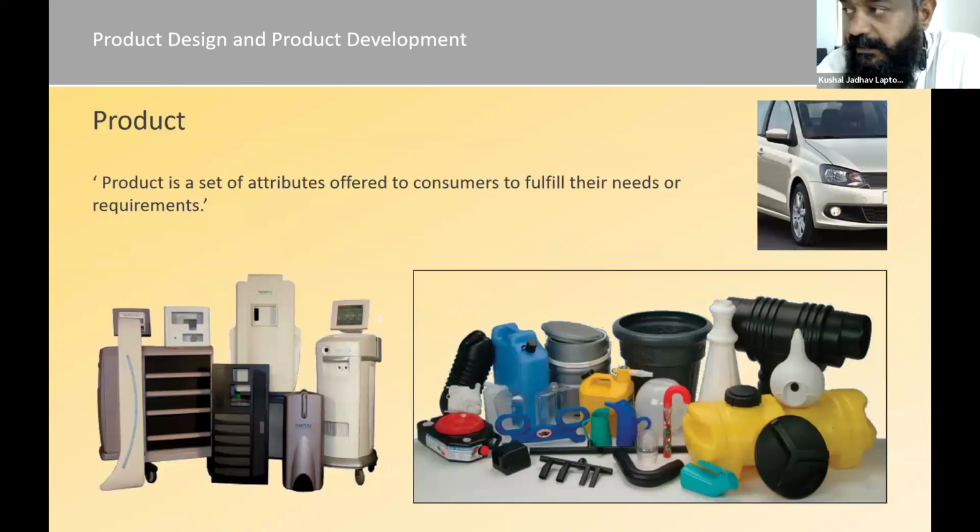Right now we are trying to think about an introduction to product design. So first we should understand what a product is. A product is a set of attributes offered to the consumer to fulfill their needs or requirements. Now, a product is never meant as only a physical product. It is a set of qualities or a set of specifications which is offered to the consumer to fulfill their needs or requirements. It's as simple as that.